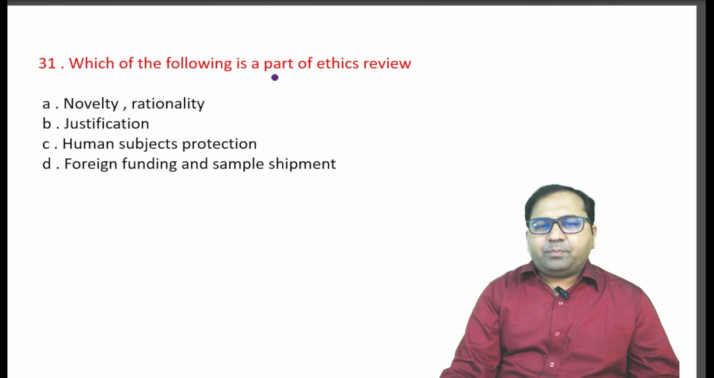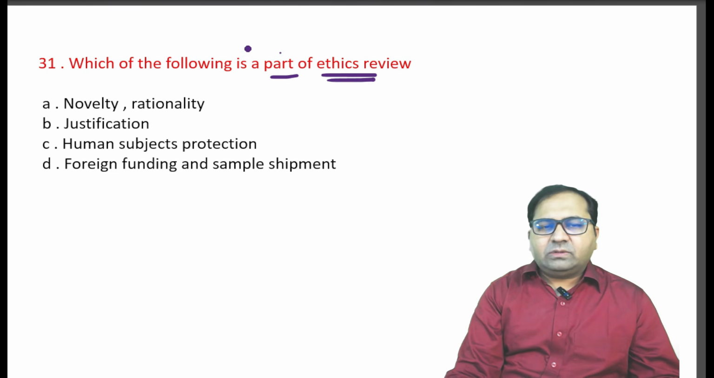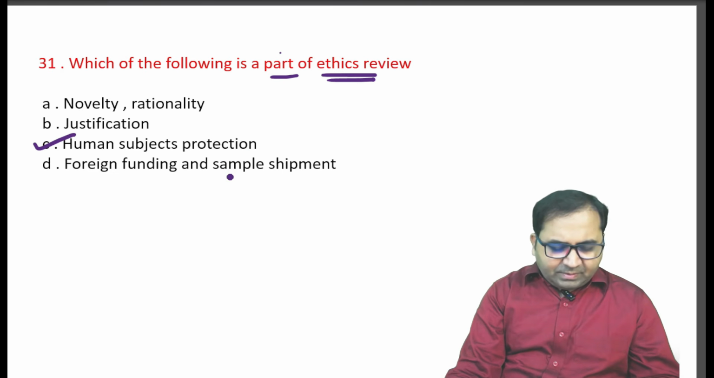Let us see the next question. Which of the following is a part of ethics review? The options are A, novelty and rationality, B, justification, C, human subjects protection, or D, foreign funding and sample shipment. So which is a part of ethics? The ethical committee will always think about the human subjects protection. Please keep this in mind.